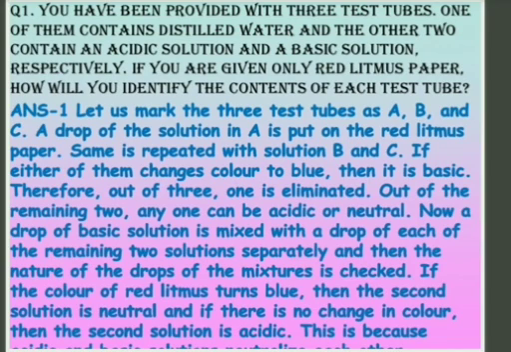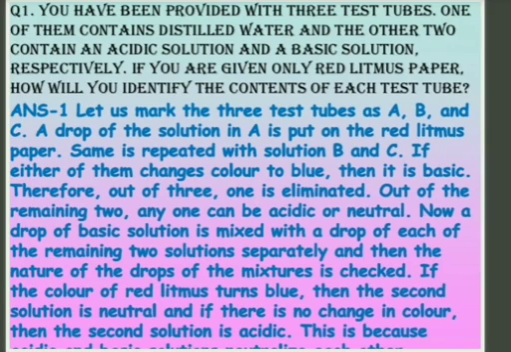Okay, so the solution was given here. I will explain that. Name the test tubes A, B and C, and in solution A we put red litmus paper. Okay, the same is repeated with B and C. If any of them changes color, if red gets changed to blue, it indicates that the given solution is basic. Okay, out of 3, 1 is eliminated. We have acidic and neutral.